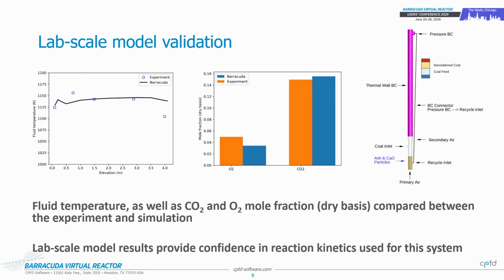And what we see on these two plots is that you have a pretty close agreement between the fluid temperature profile observed in our simulations and in the experiment. We also took a look at the flue gas composition, and so both the O2 and CO2 mixtures were matched quite well with experimental data. And so this gave us some confidence that we could then take this model and bring it up to a much larger industrial system.